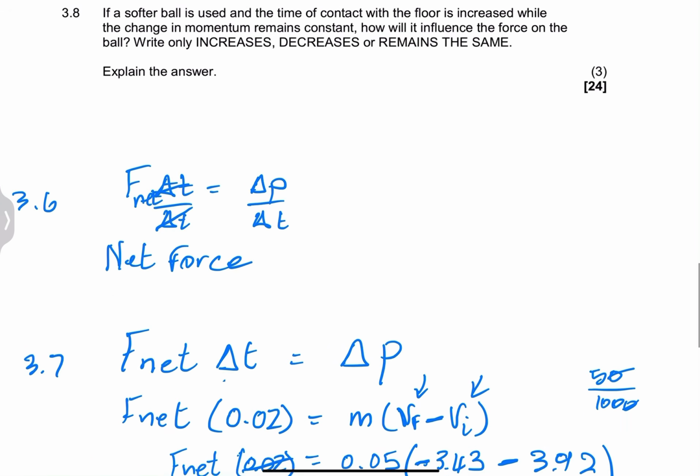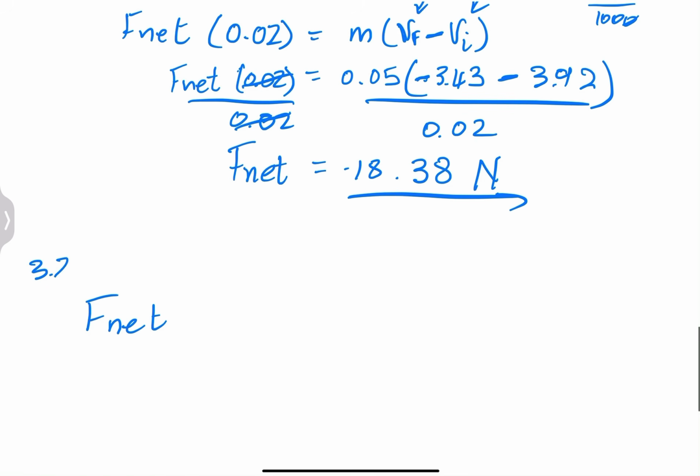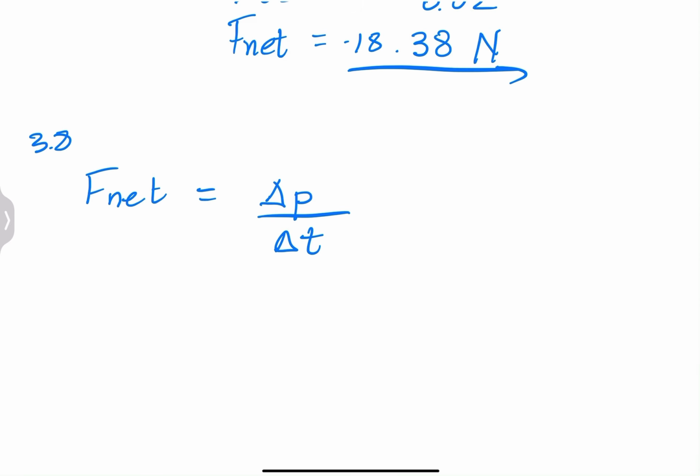Okay, so that was 3.8. If you look at that, F net is change in momentum divided by change in time. Now, what happens when you use a softer ball? It means that the time of contact would increase. Can you see that? Time is in the denominator, right? So because they are inversely proportional to each other, it means that the net force would decrease. So your first answer there is that your force would decrease.